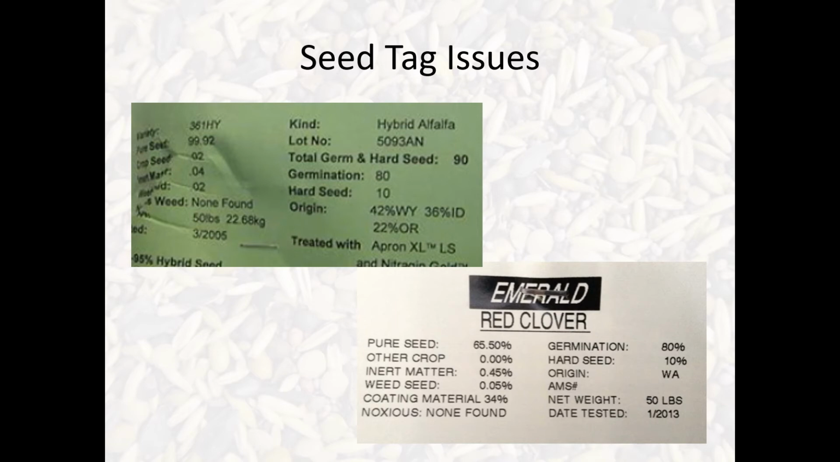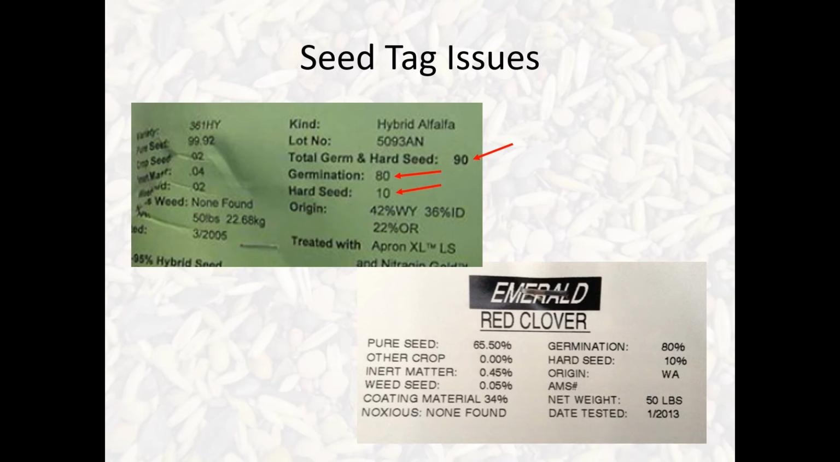Now, seed tags do vary. On the green seed tag, germination and hard seed are noted on this bag of alfalfa. Total germination is also noted. So for an erosion or vegetative practice, we would use only the germination rate of 80%. This is the way a seed tag is supposed to look.